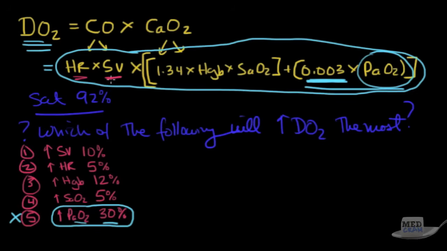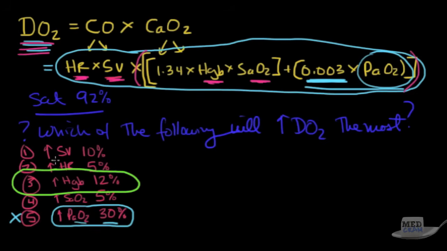The rest of these, so stroke volume, heart rate, hemoglobin, and saturation, are all pretty equivalent because we're multiplying all of these things together. So this going up by 5% times this going up by 5% plus this going up by 5% are all going to have pretty much the same equivalence in terms of the improvement in the delivery of oxygen. And so in that case, you'd have to say that increasing the hemoglobin concentration by 12% will have a greater effect on the delivery of oxygen than the stroke volume going up by 10% or the heart rate going up by 5%.